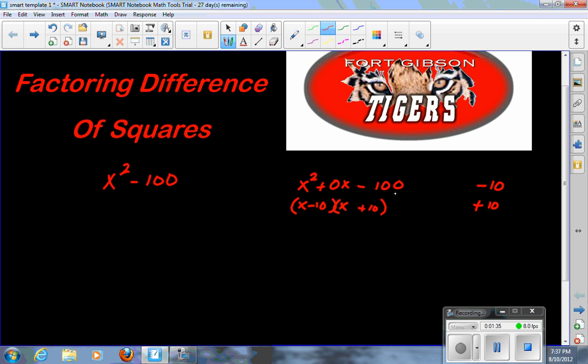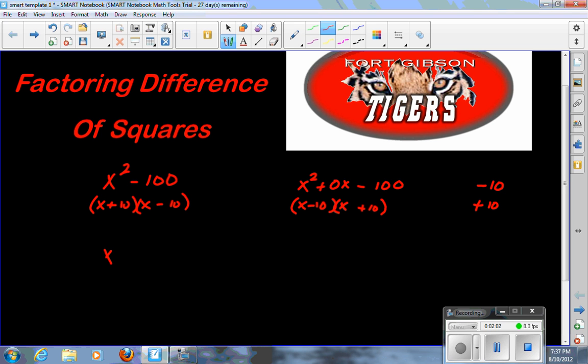Now you don't have to show all this every time. If you'll just recognize this is a difference of squares, you just come down here and you write your x and your x, and that's what multiplies to x squared, and 100 is a 10 and a 10. And you need to remember that since this is a negative 100, this needs to be a positive 10 times negative 10, and that will give me negative 100. That's all you have to do to factor a difference of squares.